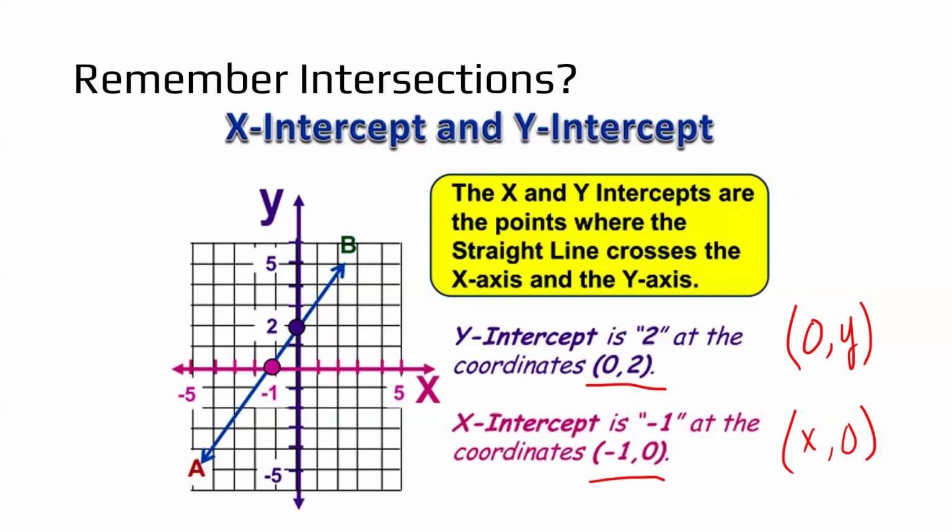Does anyone remember how to find them algebraically? It was one of our Kahoot questions. But algebraically, that means you're substituting in 0 for the values. So if I wanted to find my y-intercept, I'm going to let x equal 0. If I'm looking for the y-intercept, let x equal 0. If I'm looking for my x-intercept, I'm going to let y equal 0. Because that's what their values are, right?